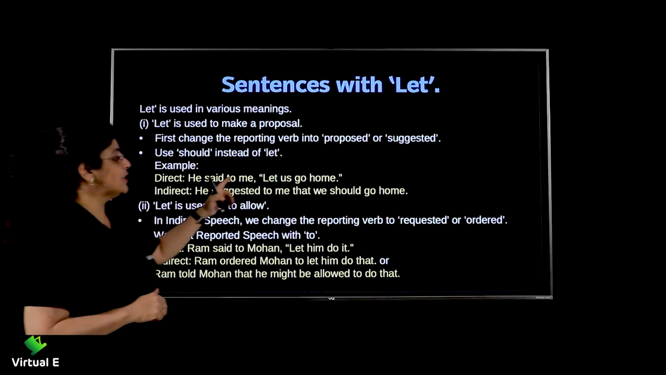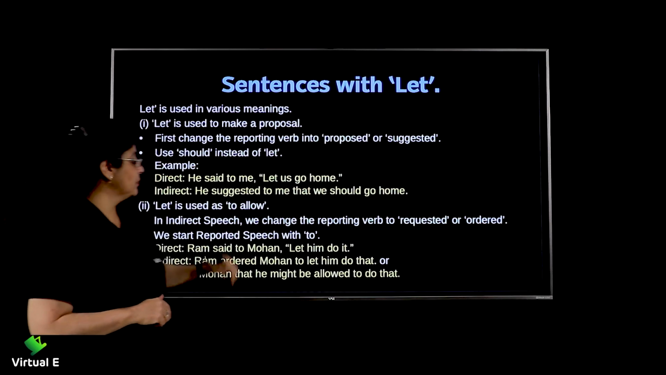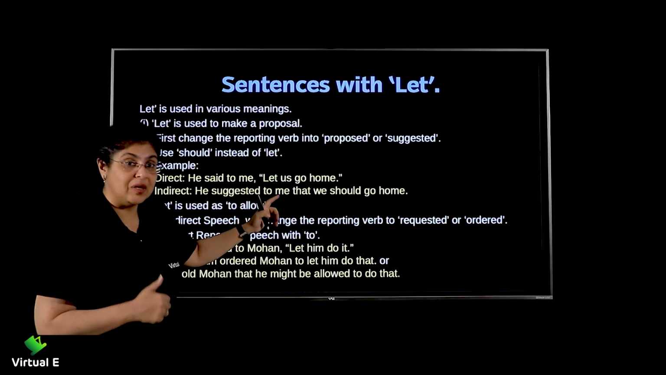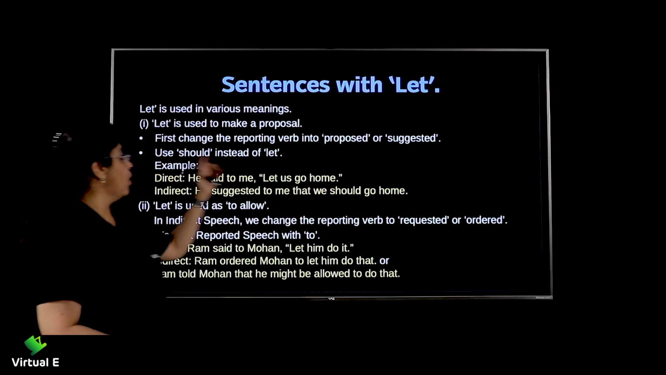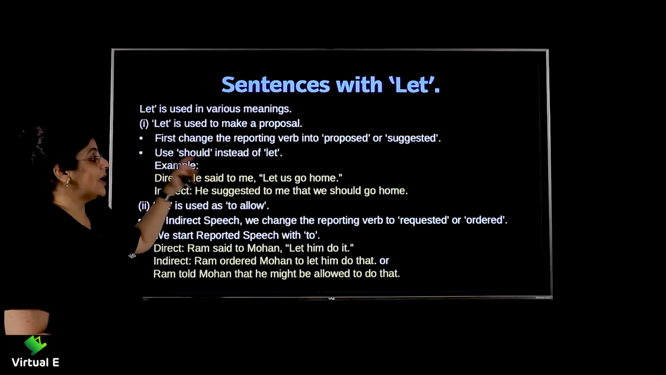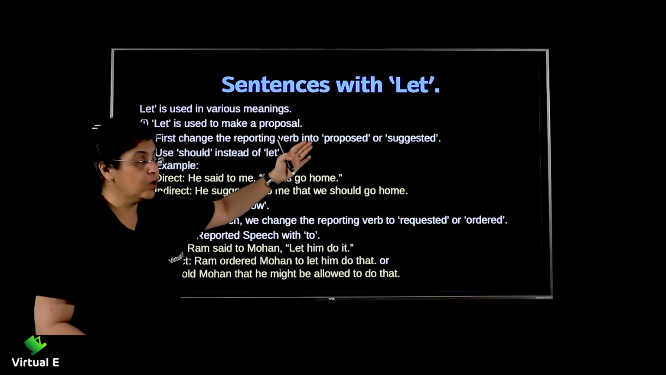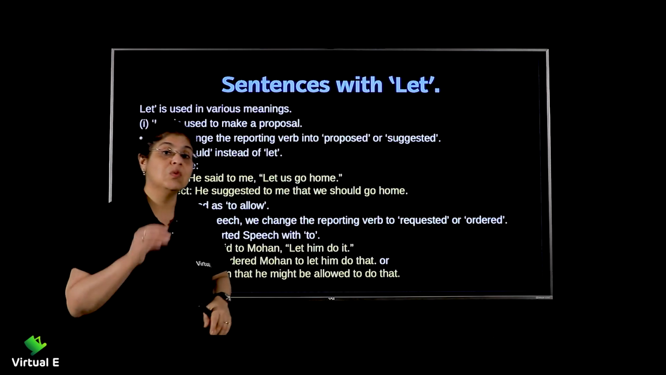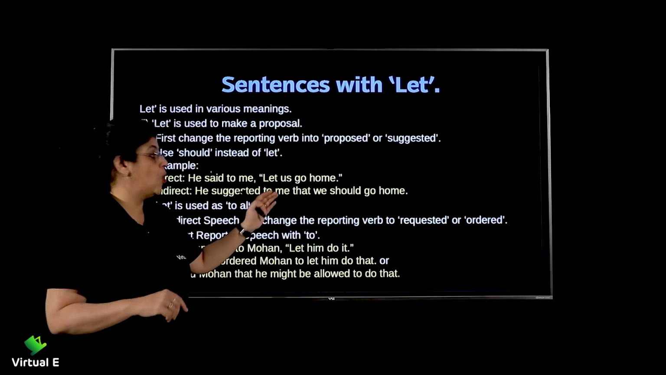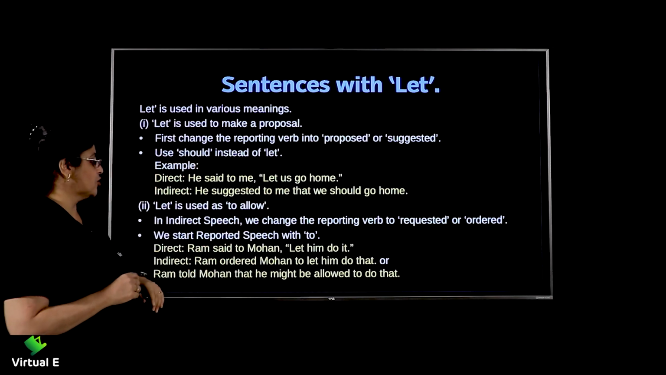So, "he said to me, let us go home." He suggested to me that we should go home. Okay. So, let becomes should. You propose or you suggest. So, he suggested to me that we should go home. That will come as a conjunction.